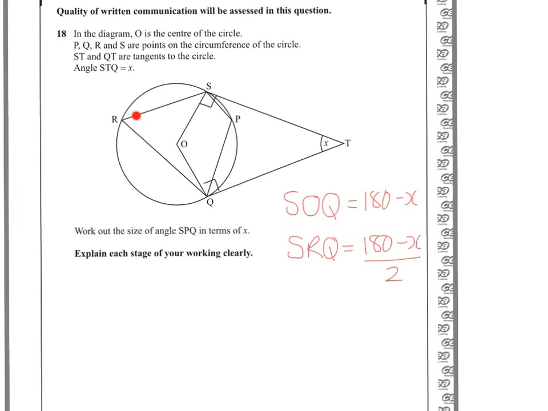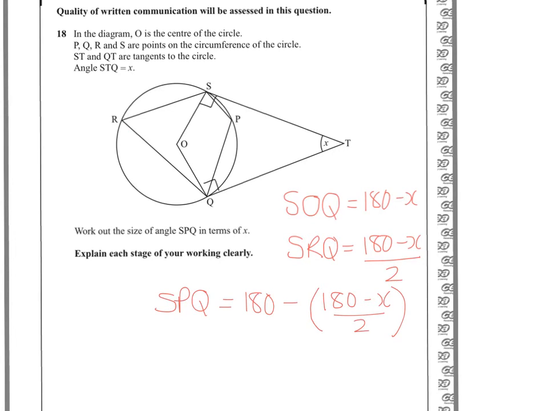Next then, if we know that angle SRQ is 180 minus X all over 2, this angle SRQ and this angle SPQ, which is the one we've been asked to find, are opposite angles in a cyclic quadrilateral. So they are both going to add up to 180. So what we can say for that then is that SPQ is 180, take away that angle, 180 minus X all over 2.